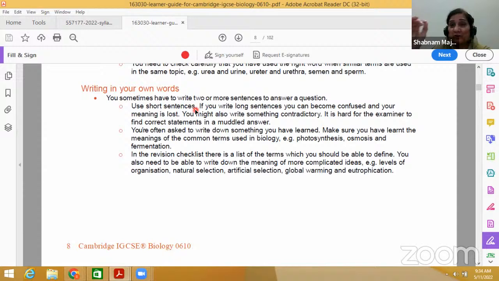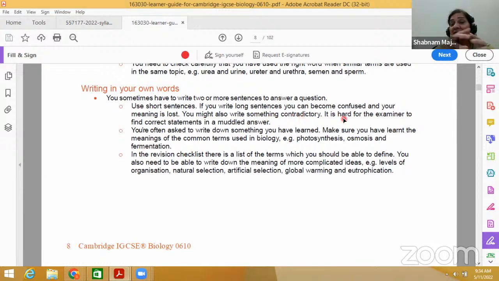Please, if you want to write in your own words, suppose you have a 2-mark question and there are 4 to 5 lines, and you know you can fill up 2 lines, or you think it's too short, though you have written 2 points, or 1 point with explanation, but you feel personally it's too short, and you start trying to fill up the whole space. If you write long sentences, you can become confused and your meaning is lost. You might also write something contradictory.